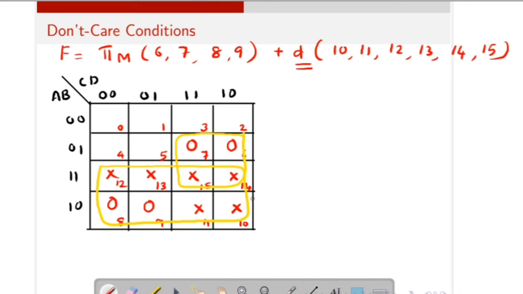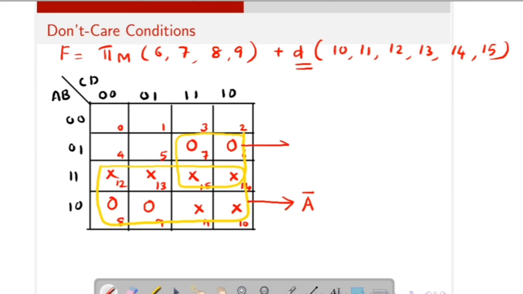Next we can write the expression for each group. So first octet. In the case of octet, CD cancelled, then here B also cancelled, so only A. Here A value is equal to 1. So here in the case of max term, if A is equal to 1, then it is primed. So the expression is A bar.